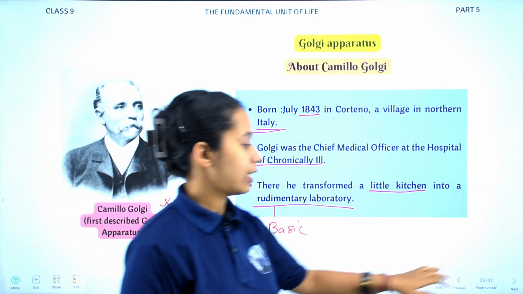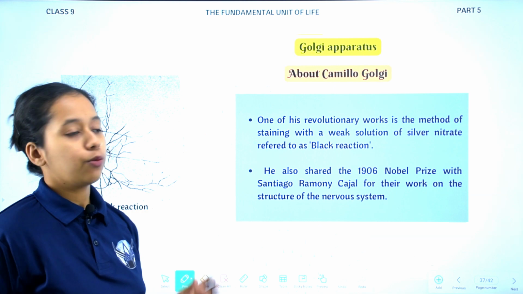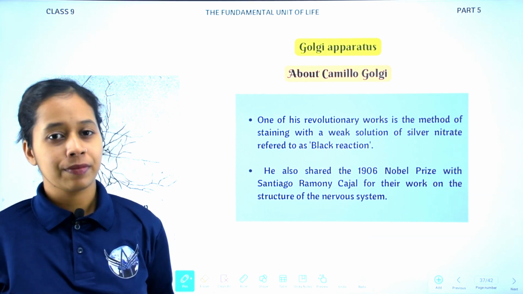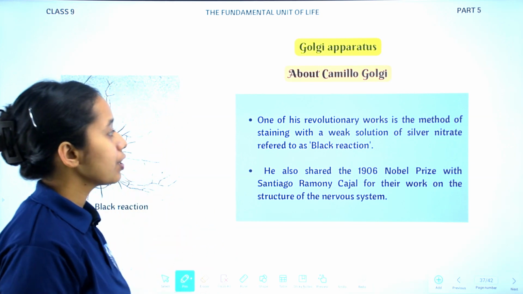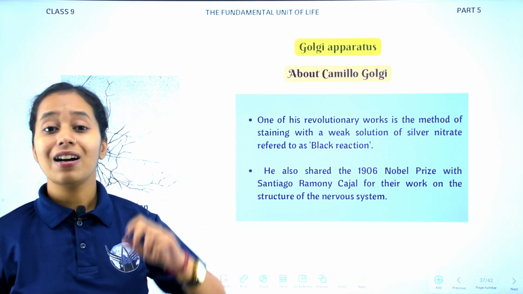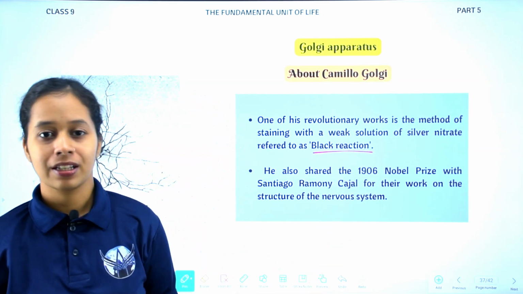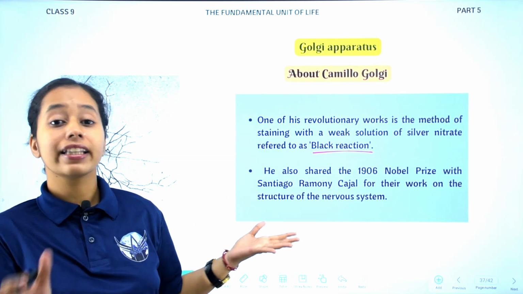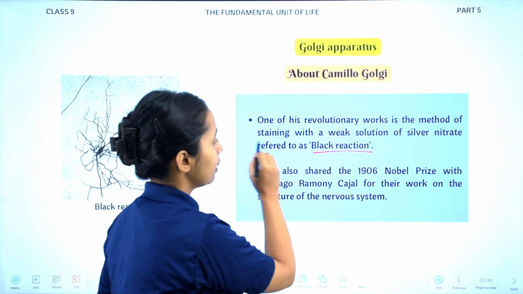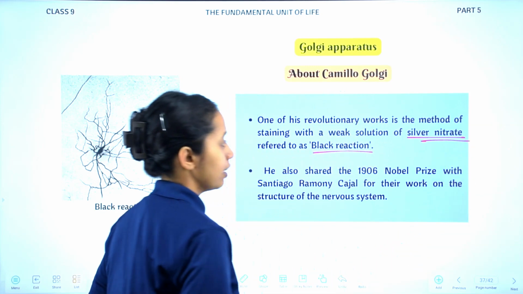Now let us learn more about him. He did many works and has given a lot in the field of science, but one of his revolutionary works is a staining method known as the black reaction. This black reaction is a staining method. It is a method of staining with a weak solution of silver nitrate.